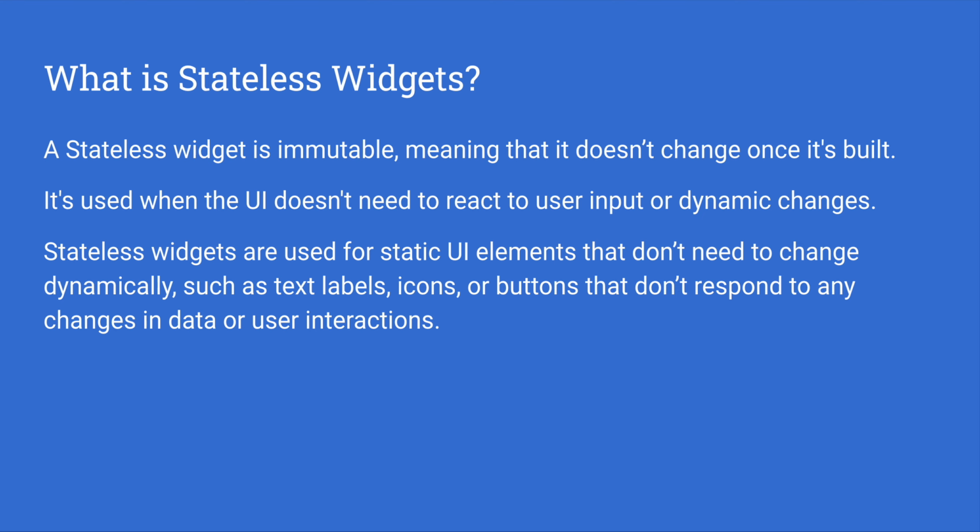The stateless widget is immutable, meaning that it doesn't change once it's built. It's used when the UI doesn't need to react to user input or dynamic changes. So stateless widgets are used for static UI elements that don't need to change dynamically, such as text, label, icon, buttons that don't respond to any changes in data or user interactions.